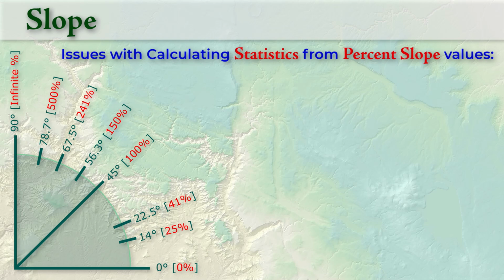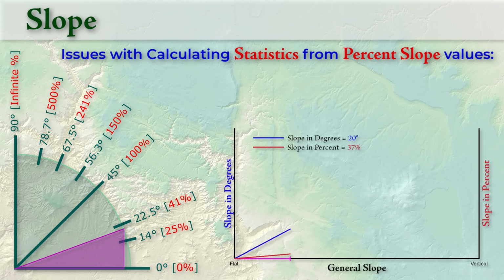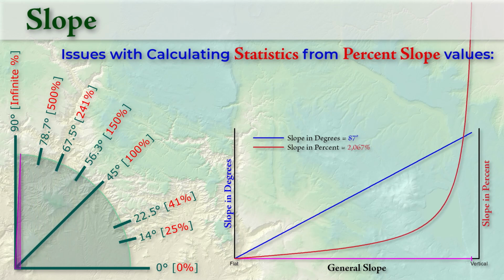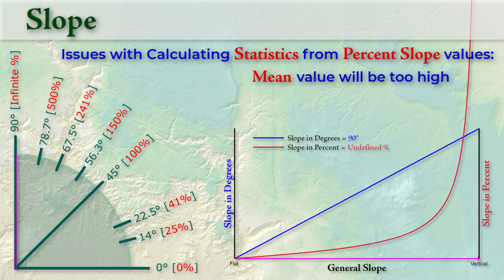Now here's an important issue with slope, and this is when we're calculating with percent slope. We often want to calculate slope statistics. We want to know what the mean and standard deviation of slope is in our study area. But we can't do this if our slope values are in percent. The problem is that percent slope goes from 0 to infinity and rises exponentially as you approach a vertical cliff. Slope in degrees rises in a linear manner as you approach a vertical cliff. And this means that when you calculate a mean from the percent values, your mean will be incorrect and it's going to be higher than the actual average slope in the landscape.